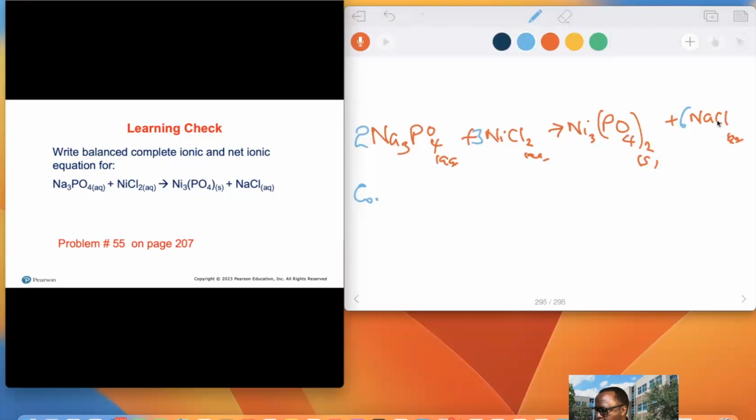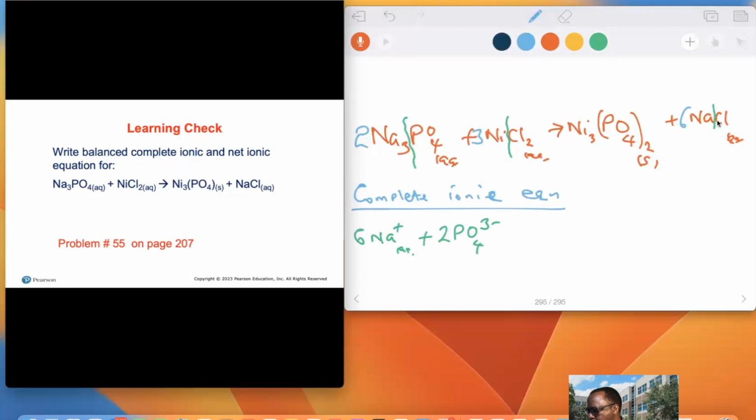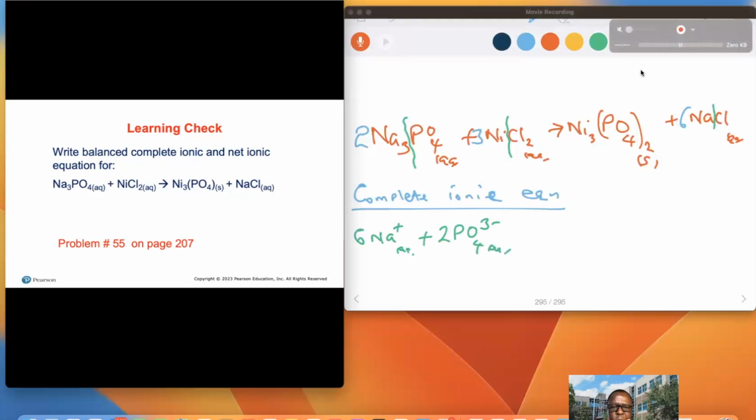So for the complete ionic equation, we split the aqueous. So we're going to split this, we leave alone that, we're going to split that. So this will be 6 Na positive aqueous plus 2 phosphate, PO4 with the 3 negative, it's aqueous. The 2 applies to phosphate as well.